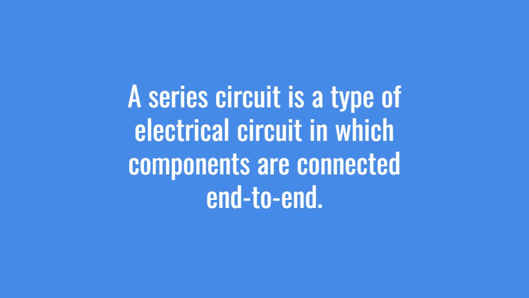Now a series circuit is a type of electrical circuit in which components are connected end to end. So this is resistor 1, this has a positive side and a negative side, or it just has two terminals. And here we have resistor 2. Now the end to end here is when this end of the resistor is connected to the other end of the resistor, forming a single path for current to flow.